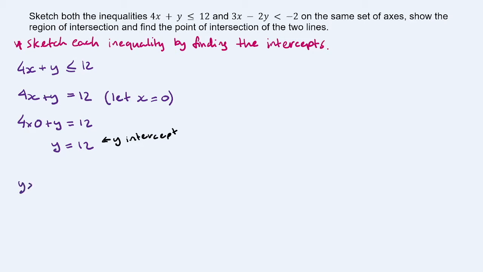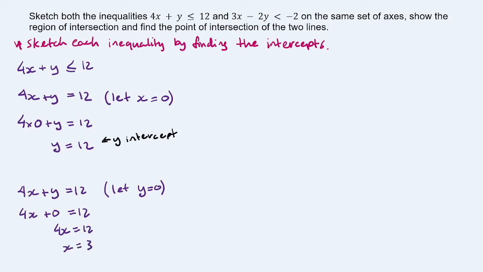Next, I want to rewrite my equation. And this time I want to let y equal 0, and this will get me my x-intercept. Alright, so let's do it. 4x plus 0 equals 12. x equals 3, that's my x-intercept.